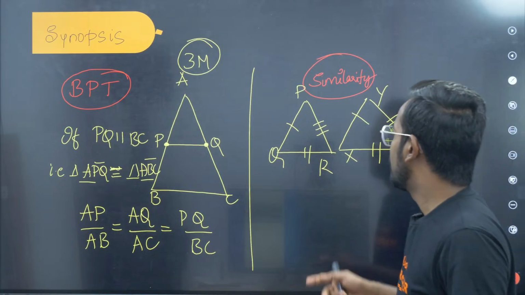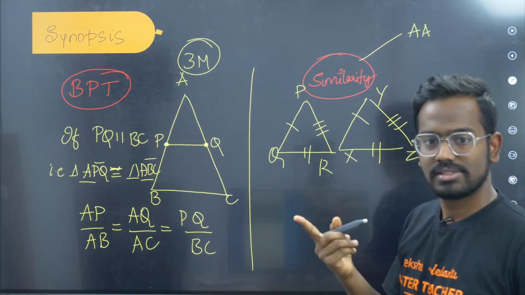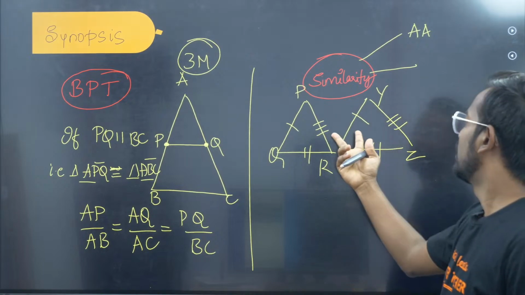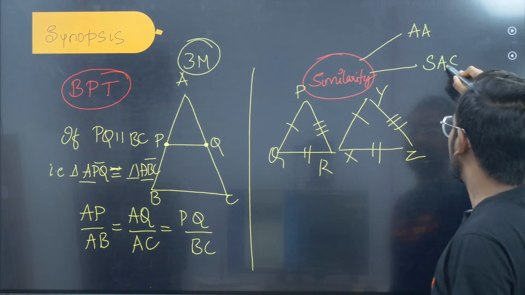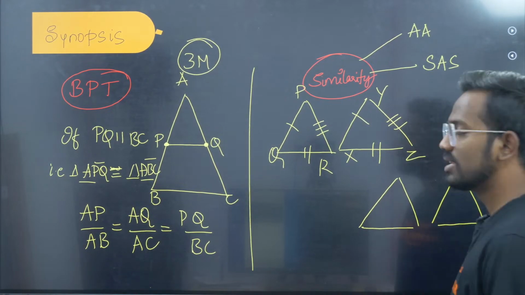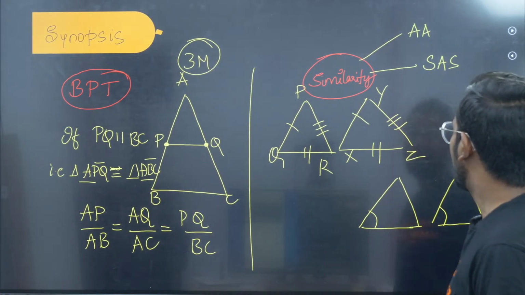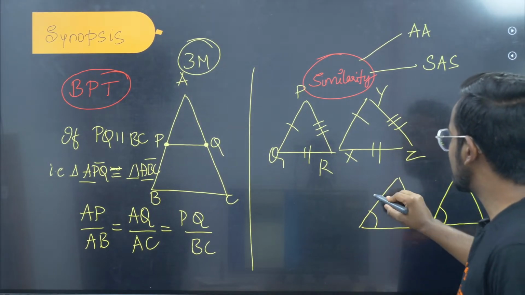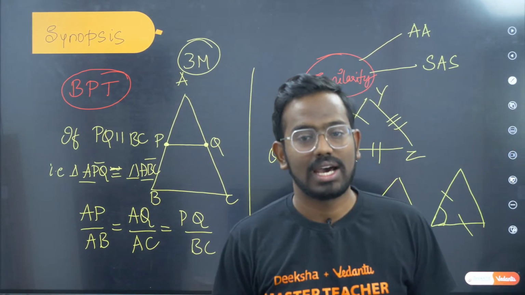Hope this is clear. So what are those criteria for similarity, sir? The first one is the AA criterion. If two angles are equal in both triangles, then we can say those two triangles are similar. The second case is SAS. If two triangles have the same two angles, say this angle and this angle are the same, and the sides including this angle, this side and this side, are proportional, then according to the SAS criterion these two are similar.